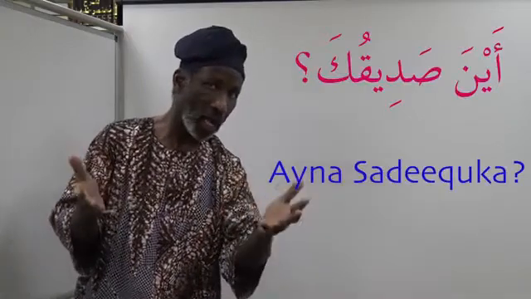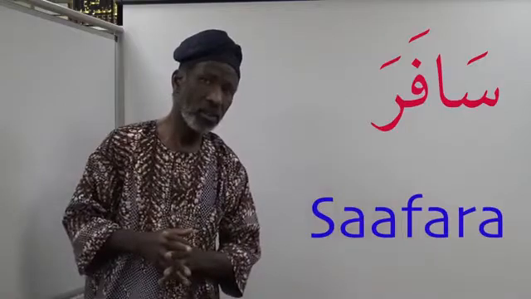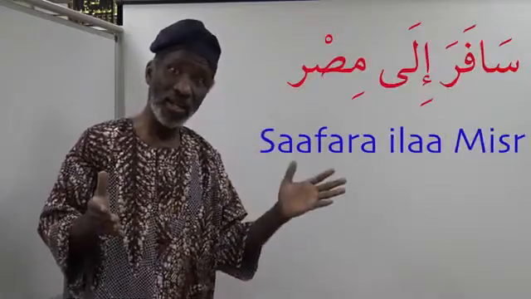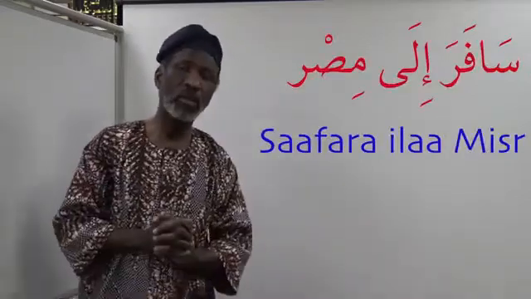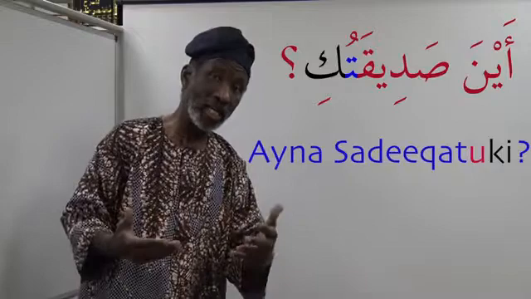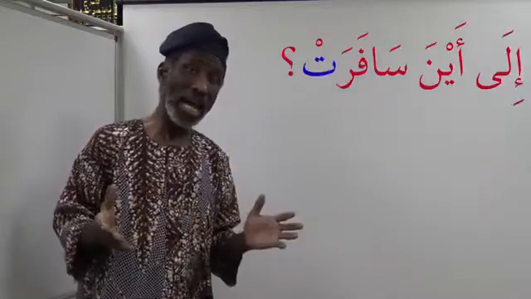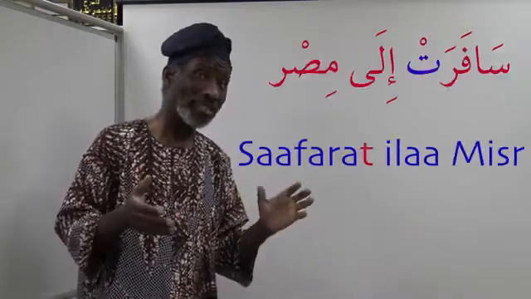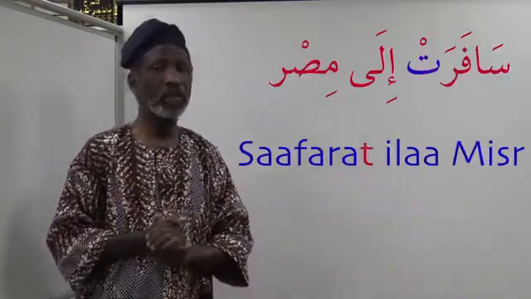Okay, so far so good. A quick revision on that one. أين صديقك؟ سافر. إلى أين سافر؟ سافر إلى مصر. Feminine version. أين صديقتك؟ سافرت. إلى أين سافرت؟ سافرت إلى مصر, to Egypt. She traveled to Egypt. Next question.